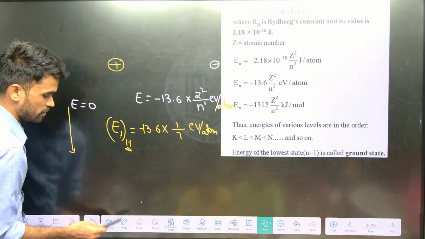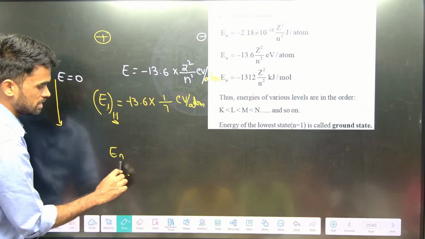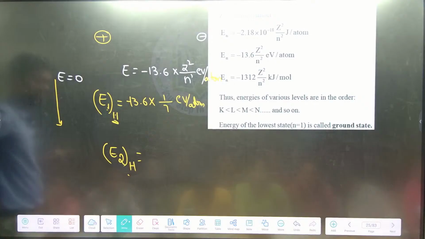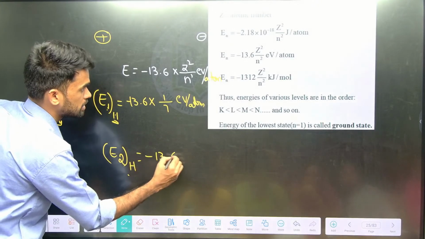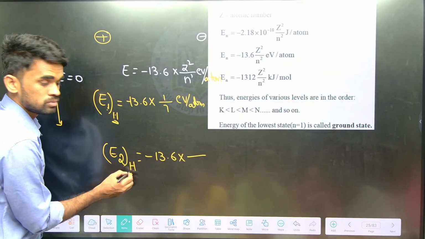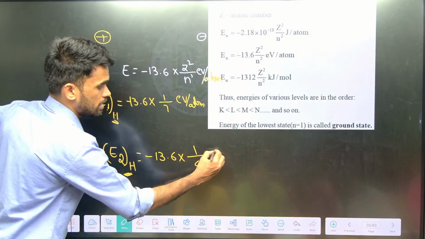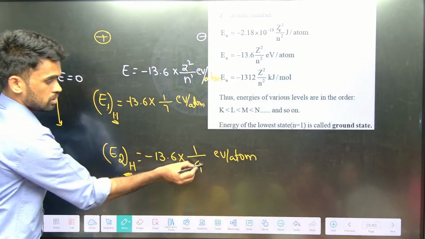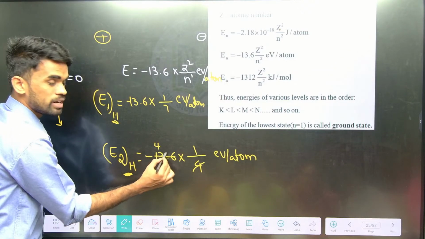So now, energy of electron present in the second Bohr orbit of hydrogen atom. Tell me. Same, how can you do this? Minus 13.6 into Z squared for hydrogen atom, 1 by 2 square, that is 4, electron volt per atom. Now try to simplify this. 3 ones are 3, 4 3s are 12, 1.6 is there.